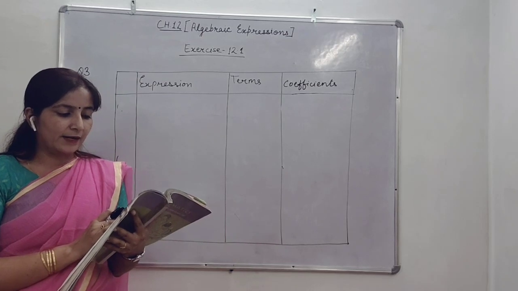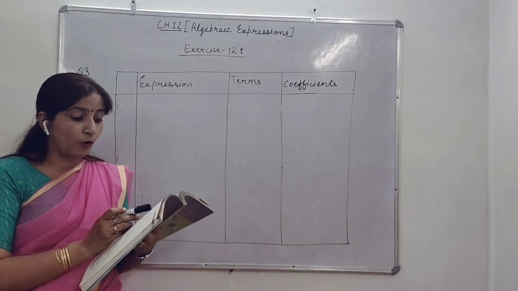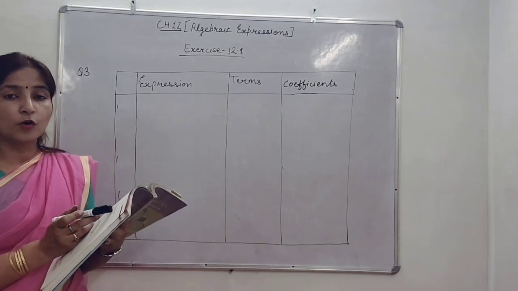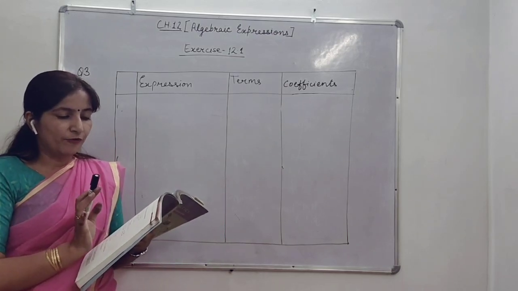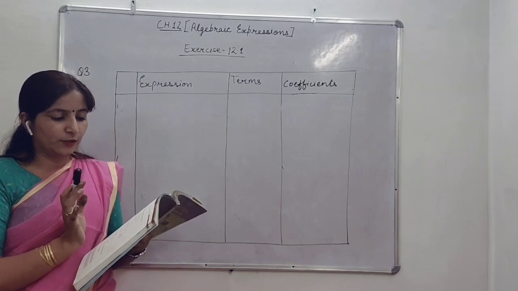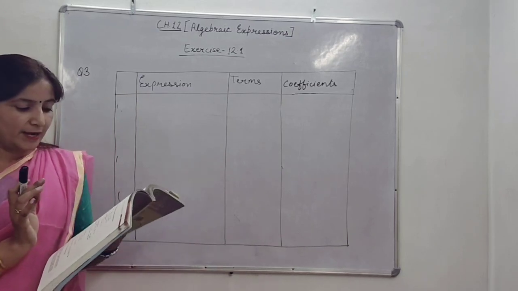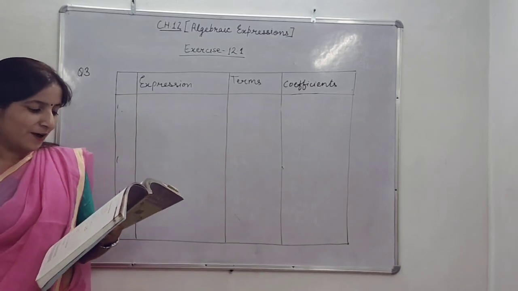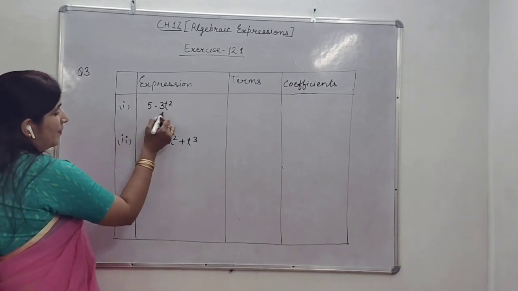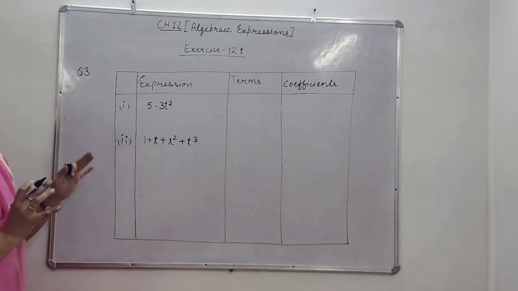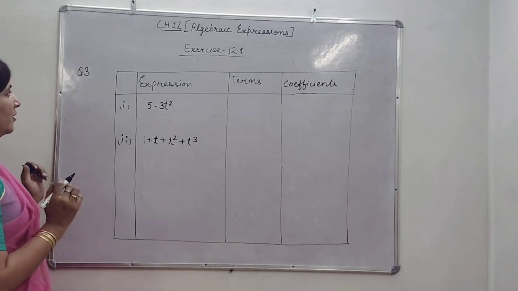Now students, let us start question number 3 of exercise 12.1, that is, identify the numerical coefficients of the terms other than constants in the following expressions. It means we have to tell the coefficients only, other than constants. Some expressions are given, and out of those expressions we'll do some. First part I am going to tell you, second also, and the rest of the parts you can do in a similar manner by making this table. It will be easy, as we have done in question number 2.